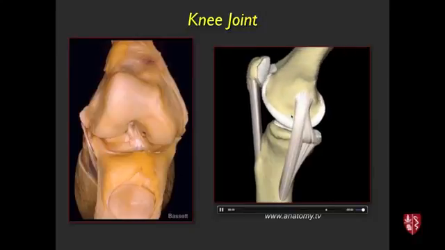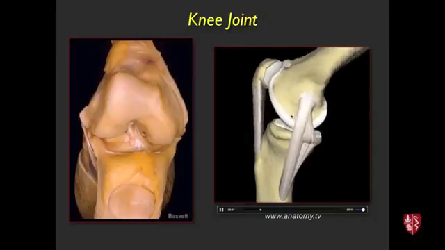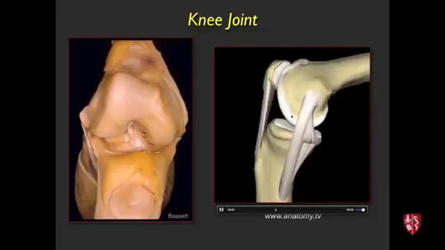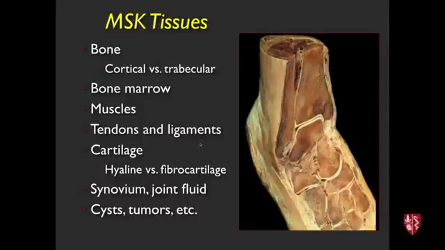And one of the big issues in orthopedics and in medical care in general is arthritis and osteoarthritis, and that's degeneration of the cartilage. So we see all those things with MSK imaging, and we think about, well, what are the different tissues that we look at? And these are the players. So it's bone, bone marrow, muscles, tendons and ligaments, cartilage.